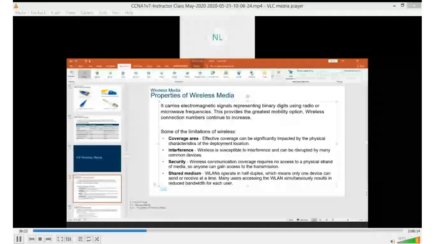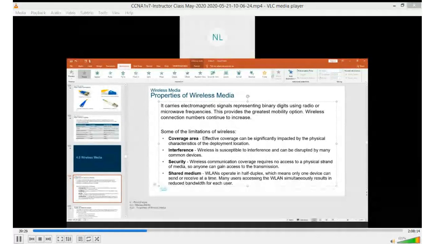So here, wireless uses radio frequency, and it says here that the signal represented is radio microwave frequencies, and it provides a greater mobility option. It can be moved. You can move where you are.